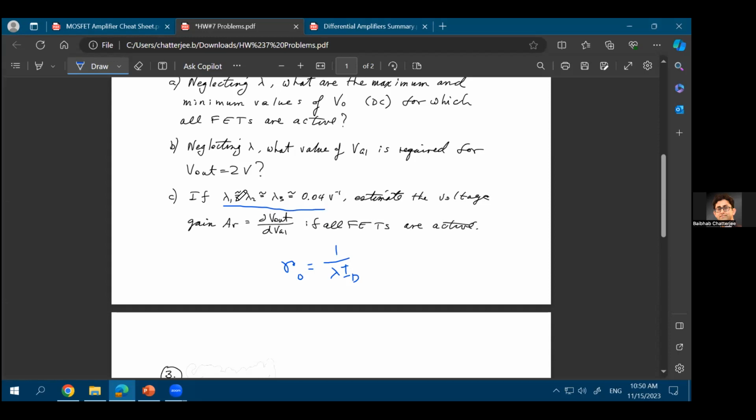That's right. You just need to have the lambda factored into it. So when you are using the equation in saturation, your current is equal to K over 2 times the overdrive squared, times 1 plus lambda times the absolute value of VDS. If you're using this equation and you have taken the partial derivative, then you're right. And basically RO equal to 1 upon lambda ID comes from doing the partial derivative of this particular equation. So if you remember the proof, yeah, Alessandro.